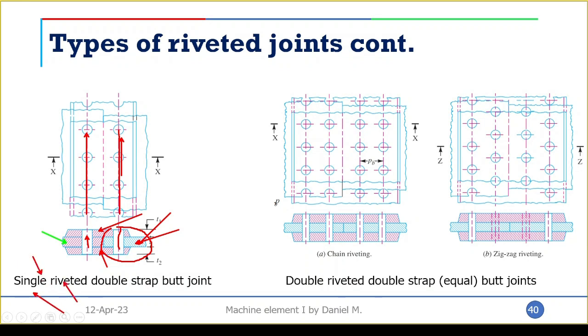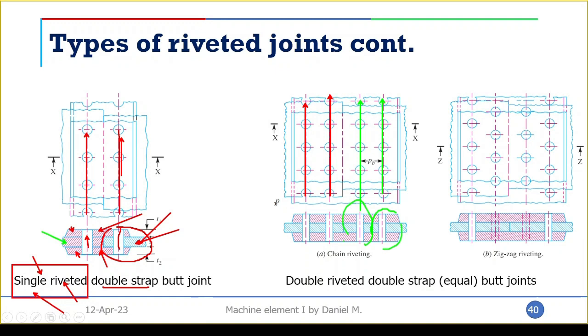We call this single riveted double strap. Why? Because we have two covers. Single riveted because we have one row on each side, double strap because we have two covers. The situation is the same when there are two rows or three rows. In this case, how many rows do we have? One row and two rows. On the other side of the joint also, we have one row, two rows. Or we can just count on this, 1, 2. So this is a double riveted, double strap butt joint.